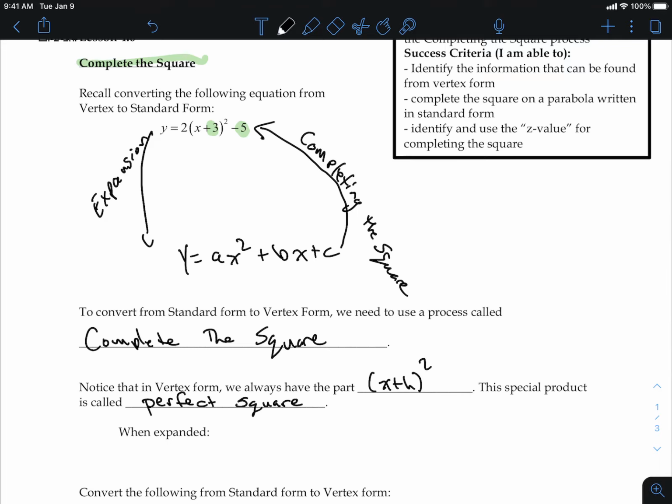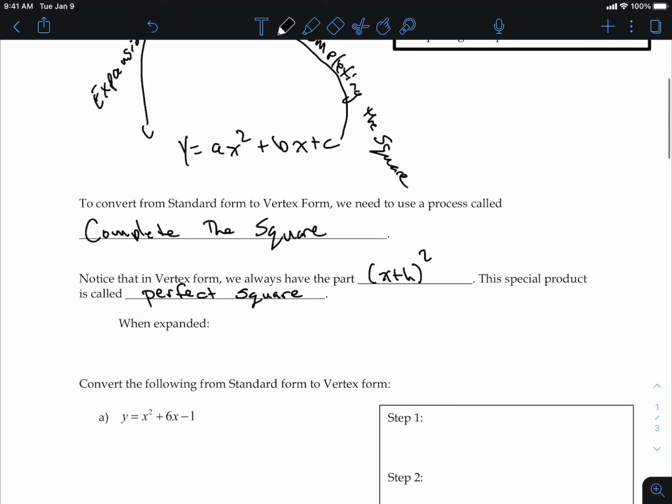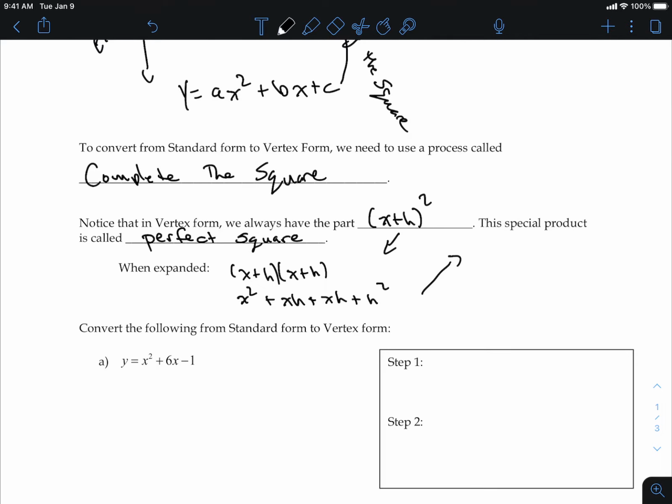Okay? So, when we expand, we get x plus h times x plus h, right? I'm just expanding this thing down here, generally. So I get x squared plus xh plus xh plus h squared, which turns into x squared plus 2xh plus h squared. Okay? h is just a number. Could be anything. Okay?